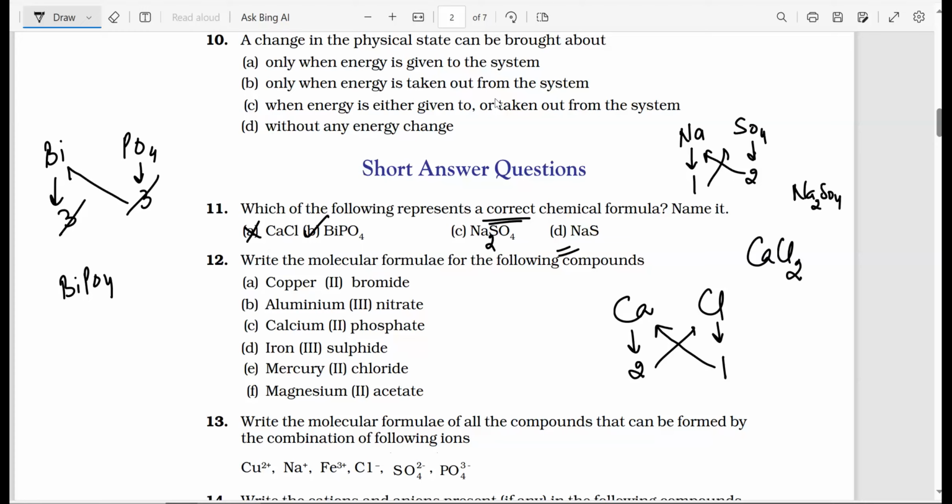Tell me, sir. Na is 1, right? Yes, Na is 1. Sulfide is 2. Yeah, sulfide is 2.